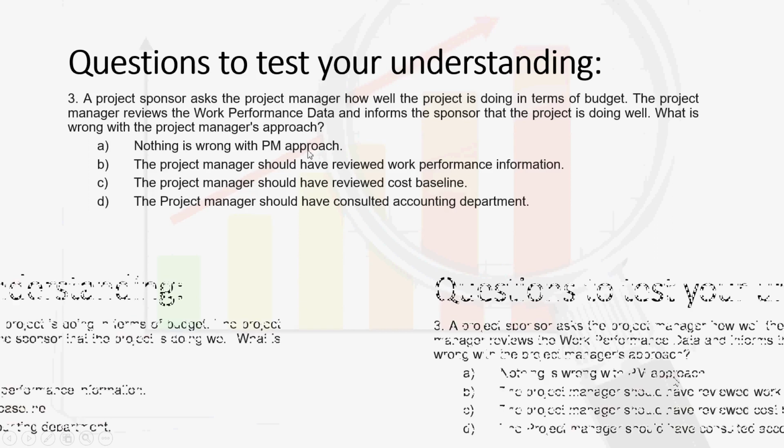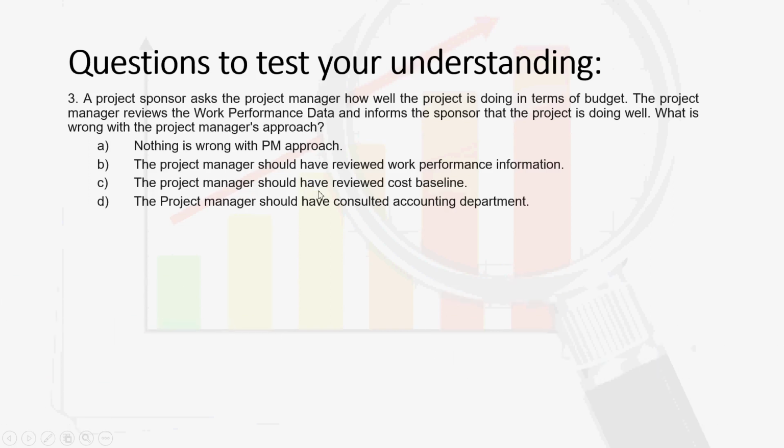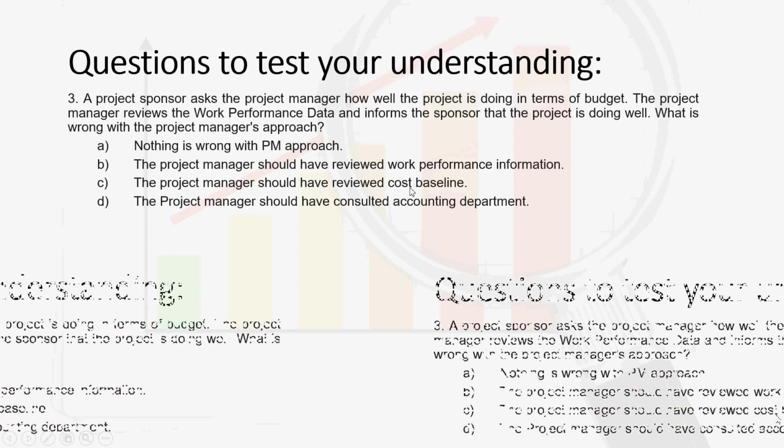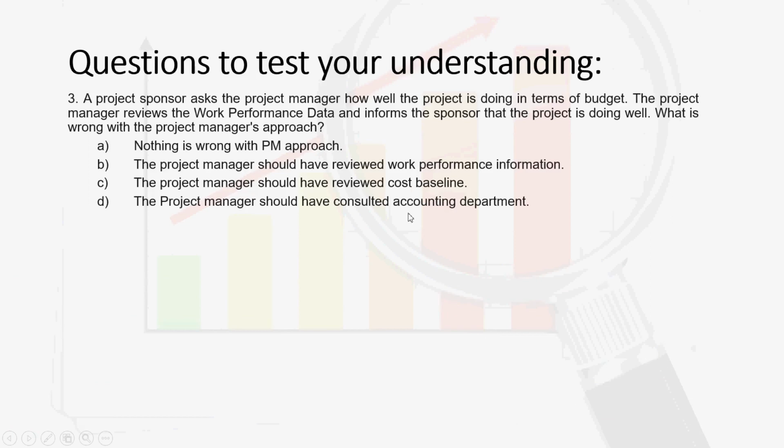Nothing is wrong with the PM's approach. This option is eliminated. Then we are left with three more options. Project manager should have reviewed work performance information. Project manager should have reviewed the cost baseline, and option D is project manager should have consulted the accounting department. If I look at option D, consulting an accounting department, being a project manager, would not be a suitable choice for me. Why? Because being a project manager, I should have the knowledge of how well my project is doing. That's basically the work of a project manager. You can definitely consult the accounting department, but this would not be my primary choice.